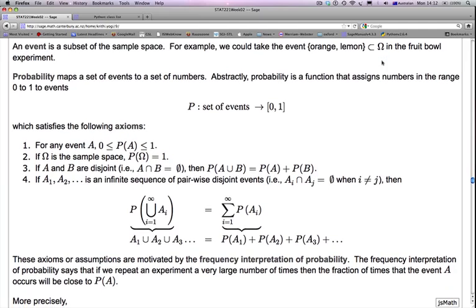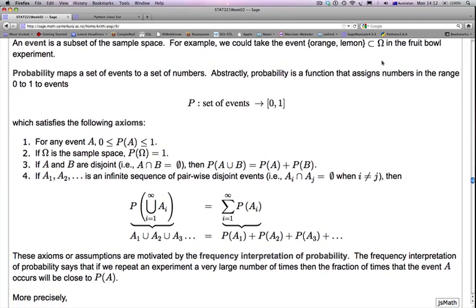Probability itself is just a map or a function. Probability simply maps a set of events to a set of numbers. So abstractly, probability is a function that assigns numbers in the range between 0 and 1. The real numbers in the range 0, 1, or the unit interval, is the range of probability. So when probability is denoted by P, and recall that this is the notation for a function, P is a function from the set of events, which are nothing but subsets of our sample space, to the unit interval.